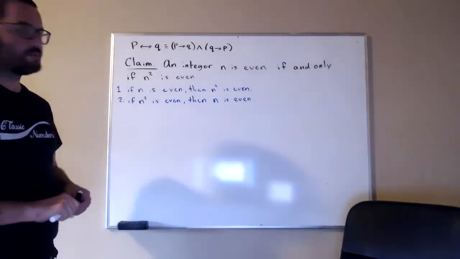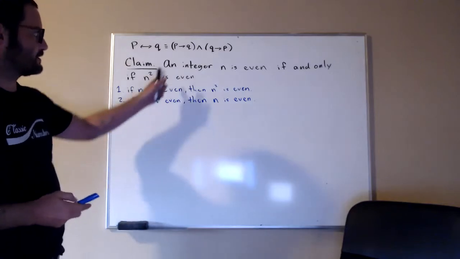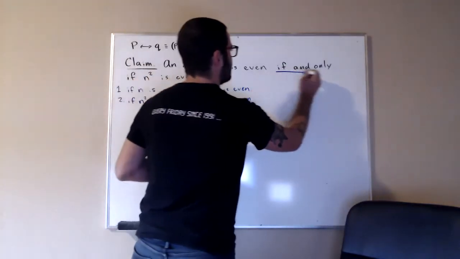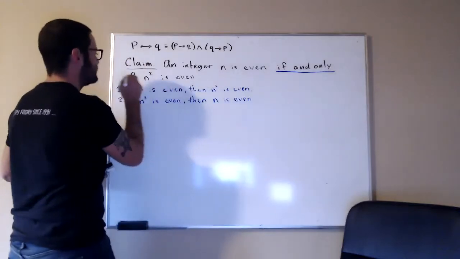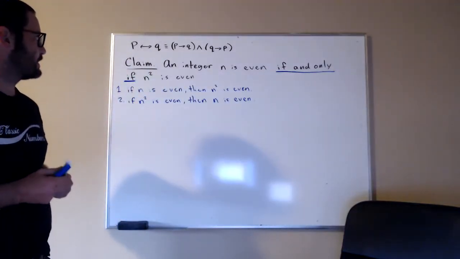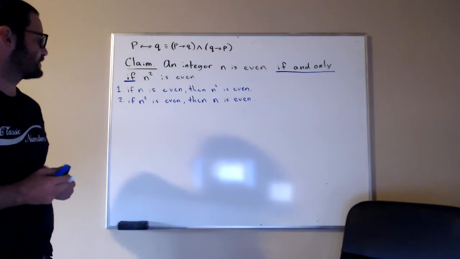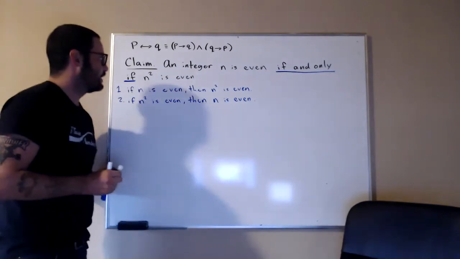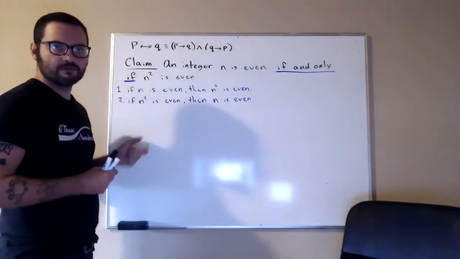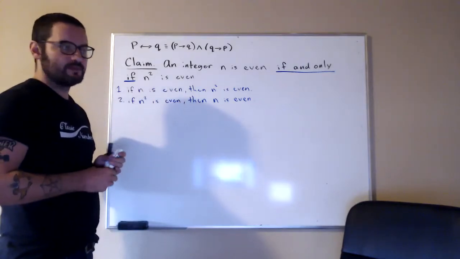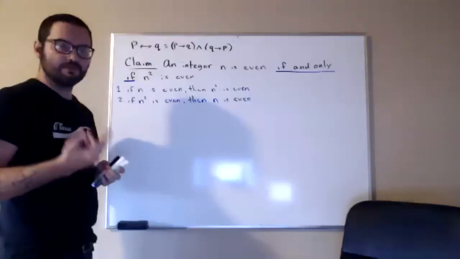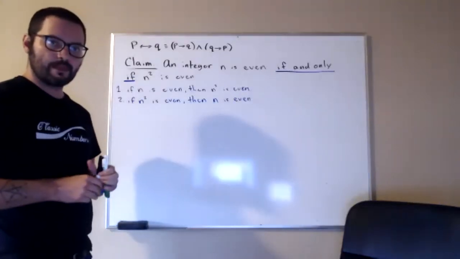So in order to prove this claim, since it's a biconditional, it is if and only if, we have two things to prove. We have the conditional and the converse of the conditional. So these types of proofs are a little bit longer because you have two different things to prove. Okay?